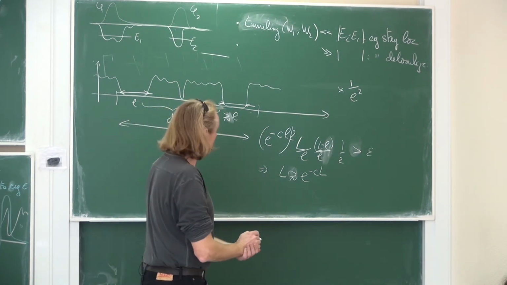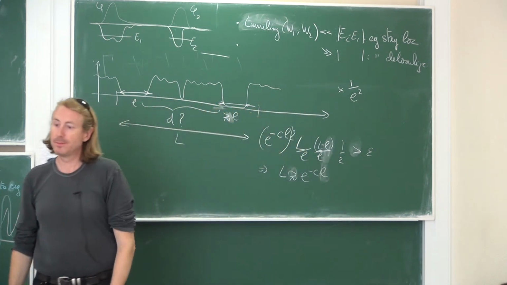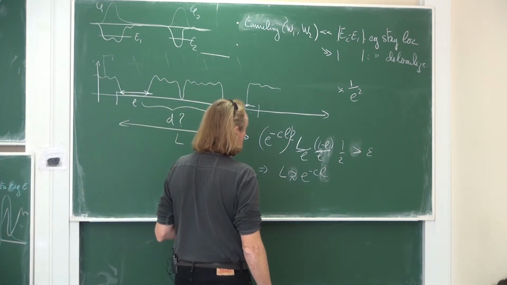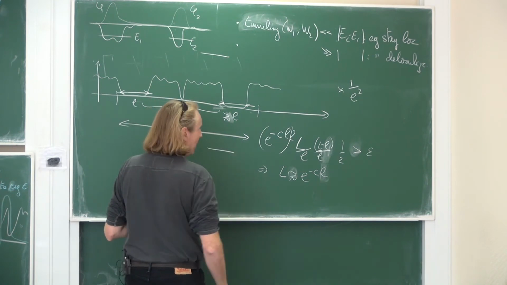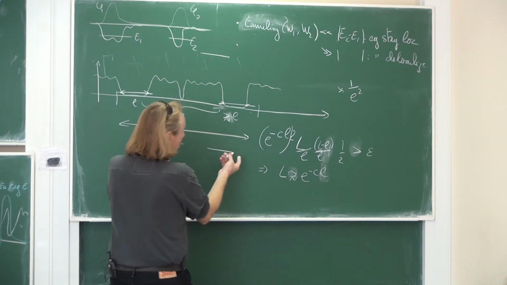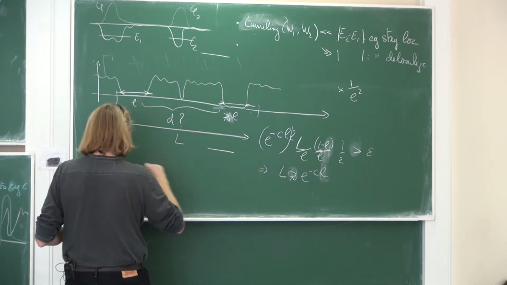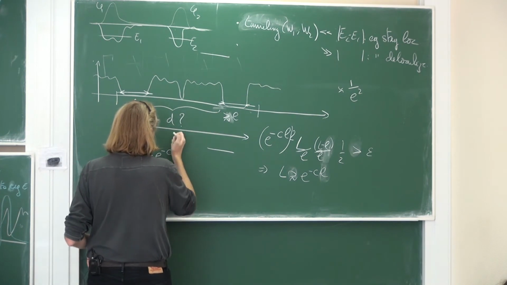L small, sorry, yes, definitely l small. But then, what is the tunneling? If the two blocks are at distance e to the minus l from each other, the tunneling is going to be e to the minus c l.